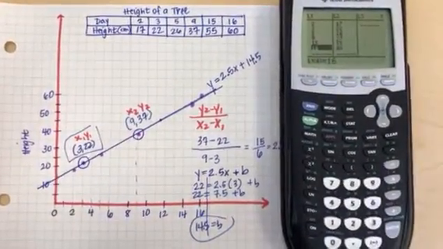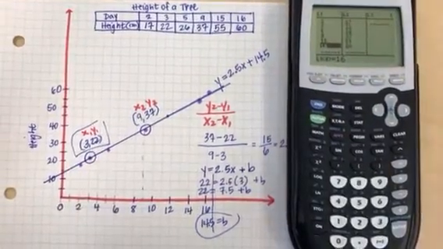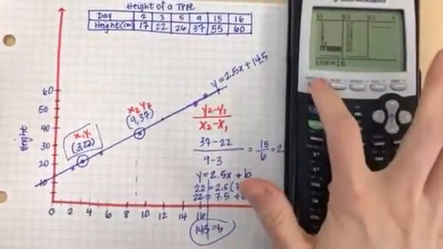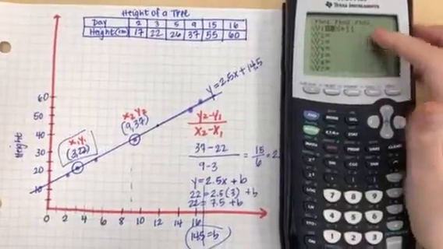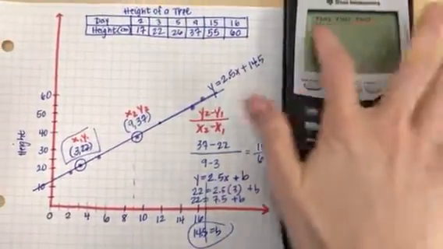So the next thing I need to do is turn my plot on. But before I do that, I'm going to make sure there's no equations in. So I'm going to go to y equals. And do you see how I have an equation in here? I'm going to clear that out. You can see none of my plots are on right now.